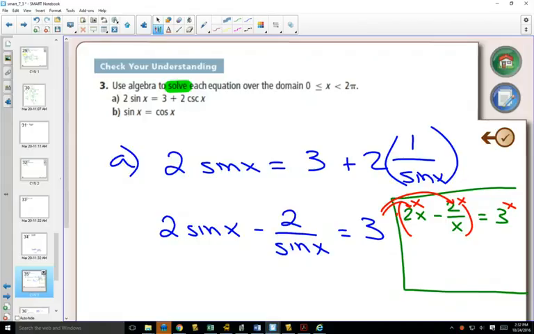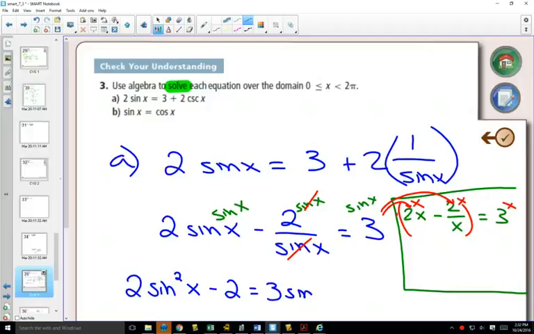So in our equation, this was just an aside to remind us of what we've done in the past. Now with our equation, what do we want to get rid of? We want to get rid of the sine x on the bottom. So we would multiply this term by sine x, this term by sine x. What will that do? Your sine x's will cancel out, and you'll get 2 sine squared x minus 2 equals 3 sine x. And now we recognize that it's a quadratic equation.